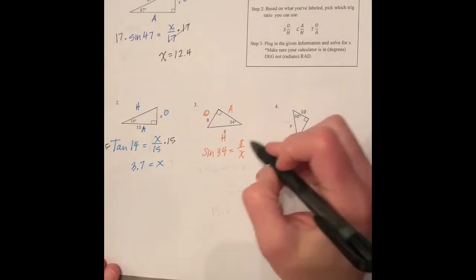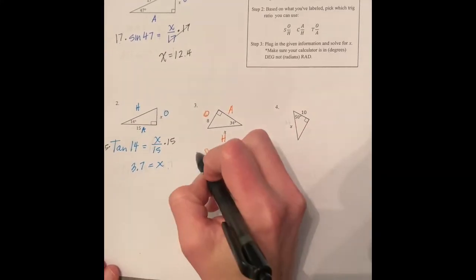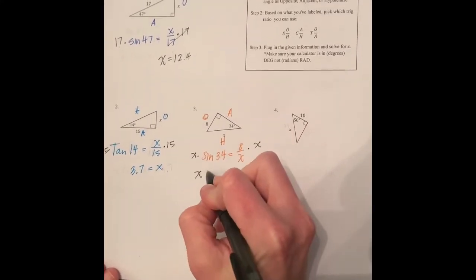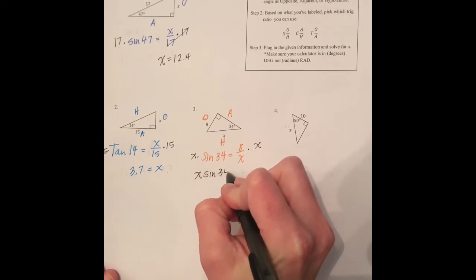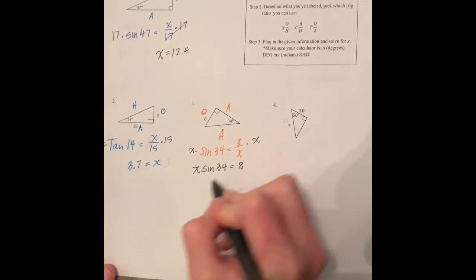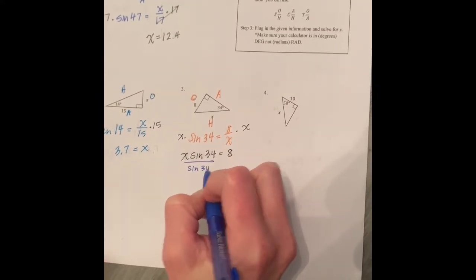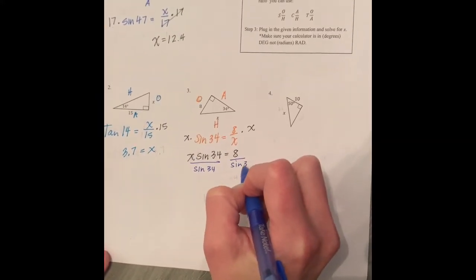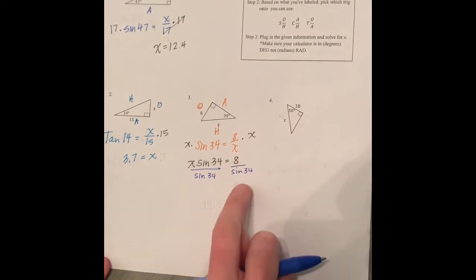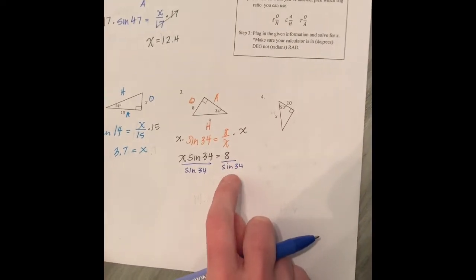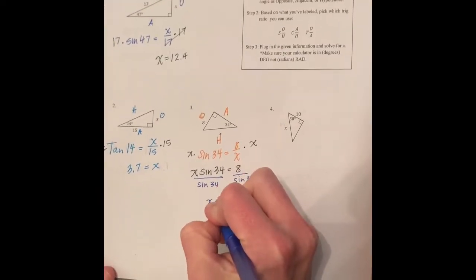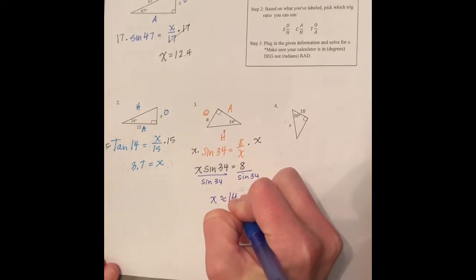When x is in the bottom, you just have to remember that's what you're multiplying by first. So technically x sine of 34 equals 8. And then we'll divide both sides by sine of 34. So then in your calculator, you just want to make sure you have 8 divided by sine of 34. So you have x is approximately 14.3.